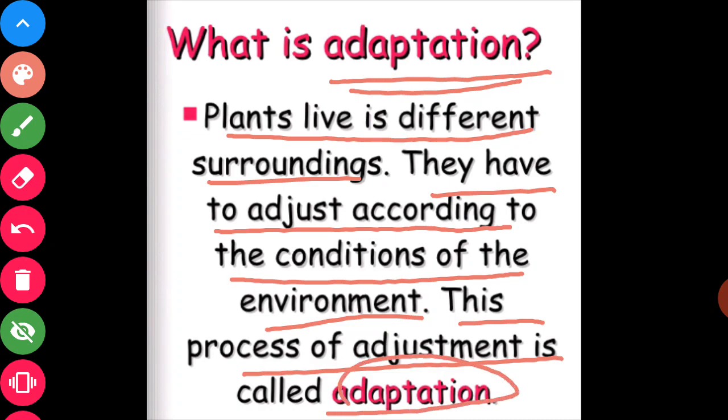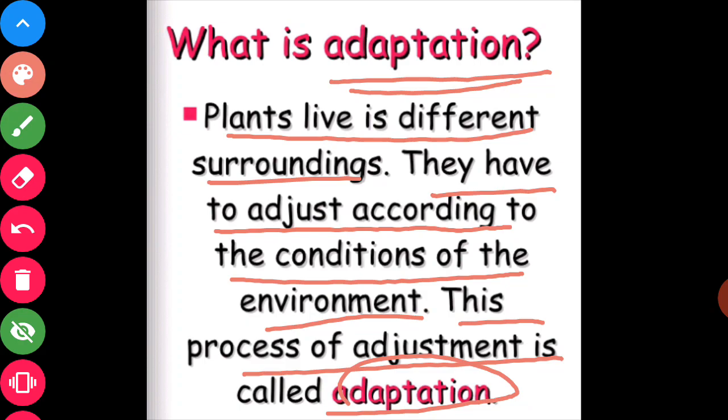Not only plants, animals also adjust according to the conditions of the environment. The process of adjustment is called adaptation. So I have said that any changes in the structure, behavior, or activities of the organism to survive in a particular habitat is called adaptation.